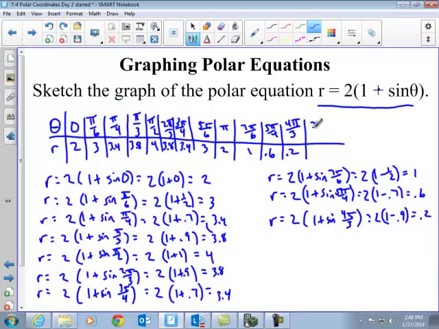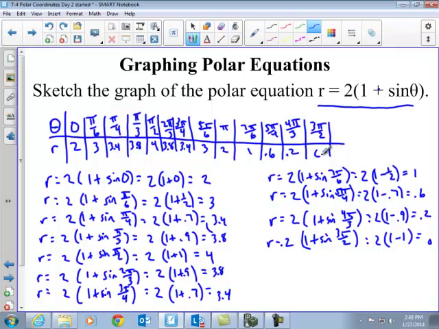Finally, 3 pi over 2 is here. If I plug that in, I have R equals 2 times the quantity 1 plus the sine of 3 pi over 2. The sine of 3 pi over 2 is negative 1. So I have 1 minus 1 here, which is 0. So that actually gives me 0.